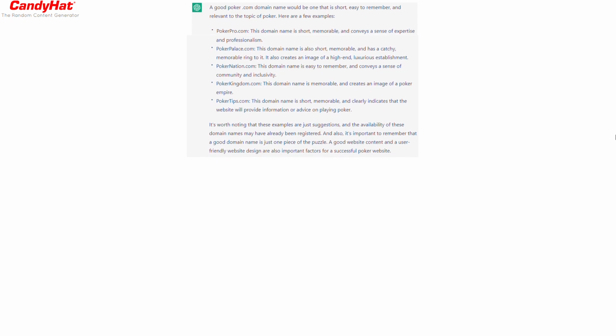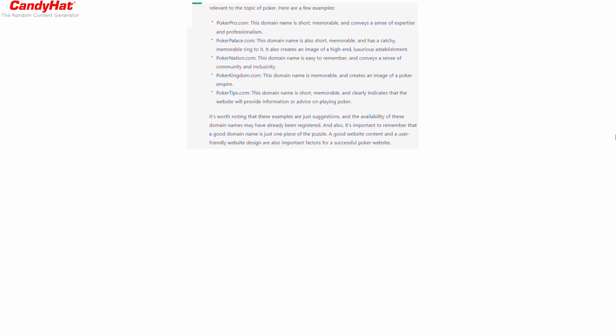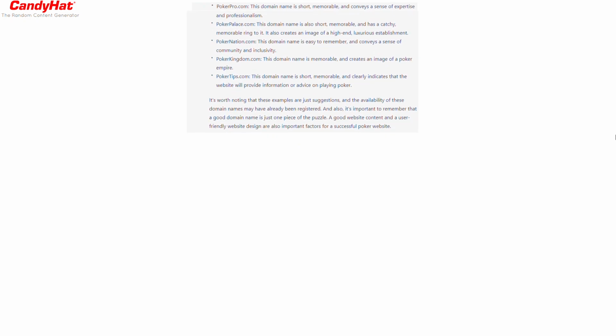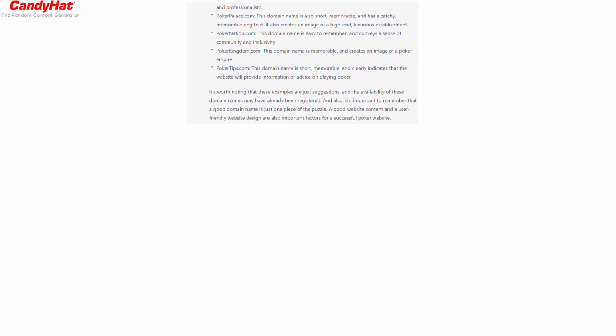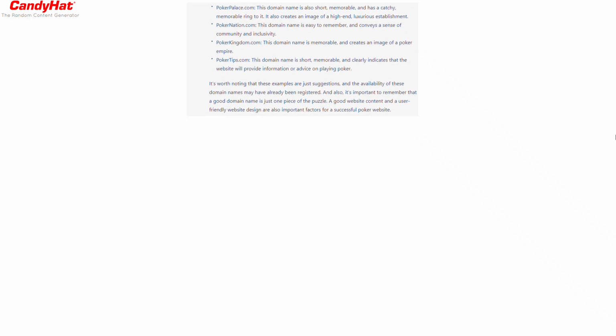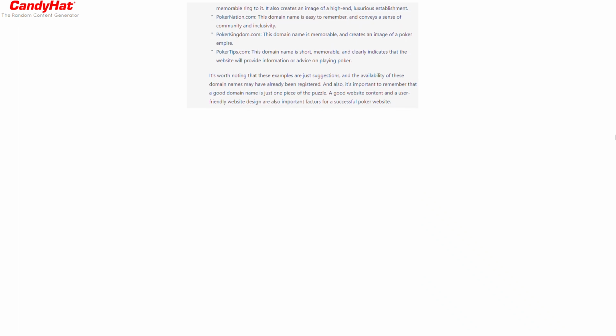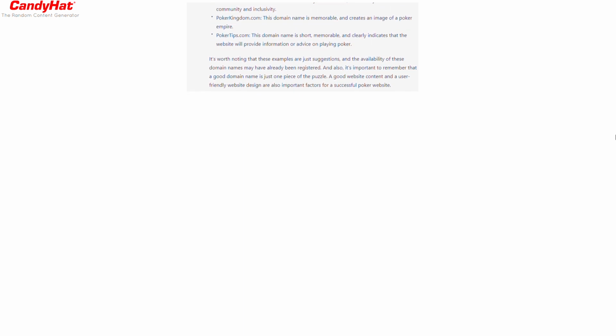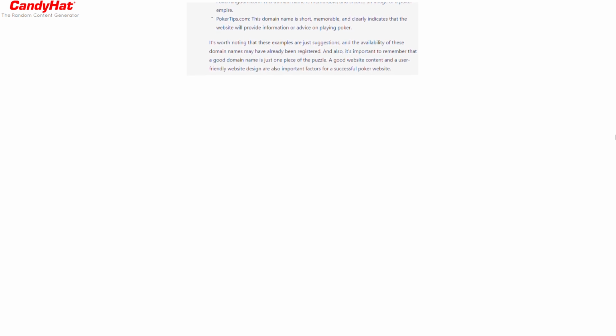PokerNation.com. This domain name is easy to remember and conveys a sense of community and inclusivity. PokerKingdom.com. This domain name is memorable and creates an image of a poker empire. PokerTips.com. This domain name is short, memorable, and clearly indicates that the website will provide information or advice on playing poker. It's worth noting that these examples are just suggestions, and these domain names may have already been registered. And also, it's important to remember that a good domain name is just one piece of the puzzle. Good website content and a user-friendly website design are also important factors for a successful poker website.